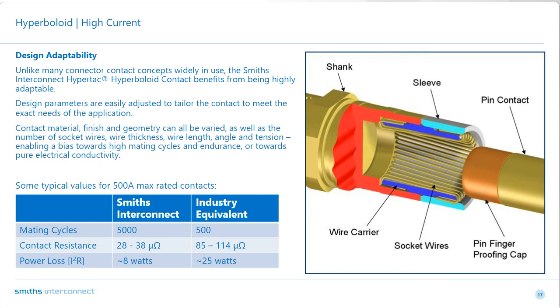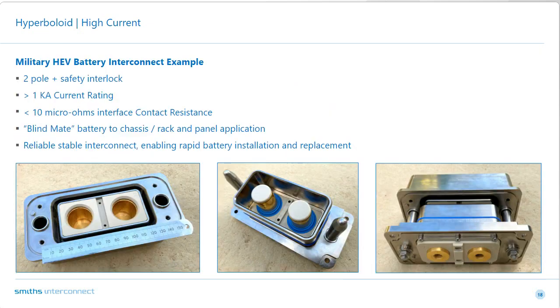Okay, so now let's look at some of the examples of the Hyperboloid in use. This is a military hybrid electric vehicle battery connector. It's a 2-pole connector with a safety interlock. It's rated at higher than a kiloamp of current and lower than 10 microohms of contact resistance. It's a blind mate connector that connects the battery to a chassis or rack and panel, and it provides a very reliable, stable interconnect that enables a rapid battery installation and replacement.